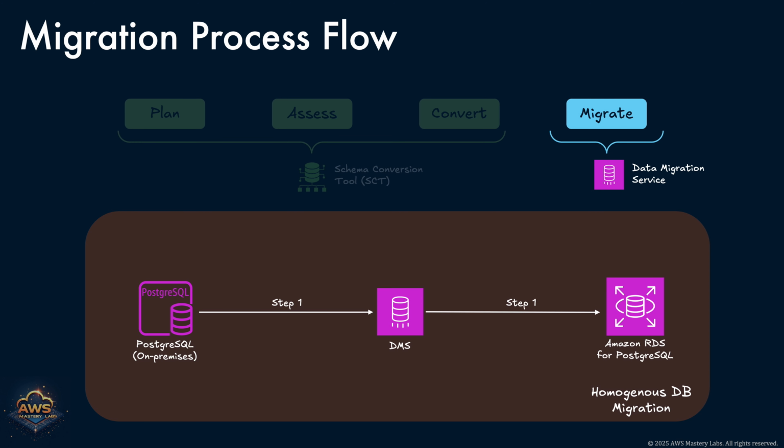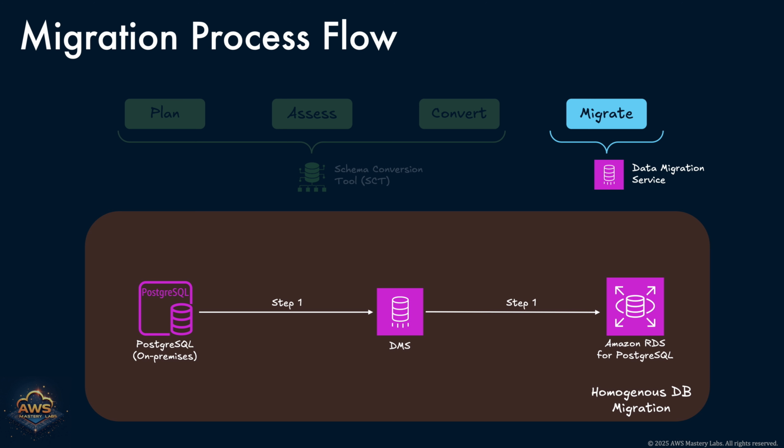In a homogeneous migration, where the source and target databases share the same engine, in this case, PostgreSQL on-premises to Amazon RDS for PostgreSQL, the process is much more straightforward. Since there's no need to convert schema or business logic between engines, we can skip the assessment and conversion phases entirely. The migration is handled entirely by DMS.